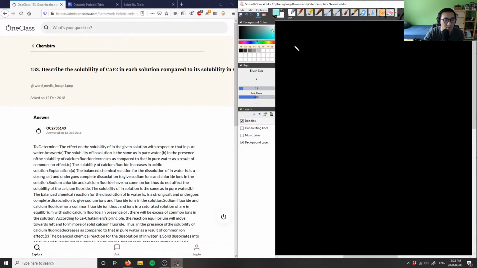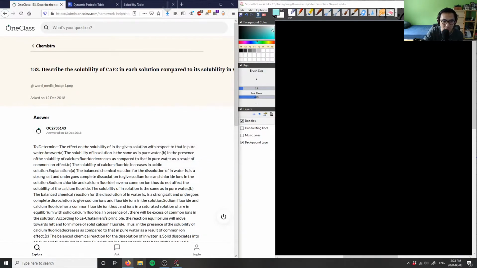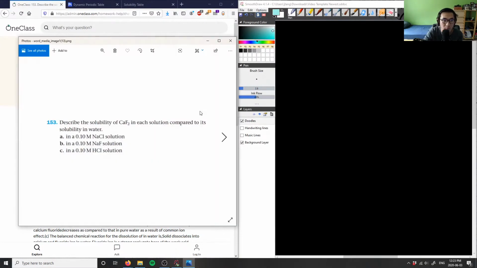Okay, it says here, describe the solubility of CaF2 in each solution compared to its solubility. Okay, let me just click this link and download this file here so I can get a better understanding of what we're looking at. So what question is this? 1, 2, 3, 4, 5, 6 here.